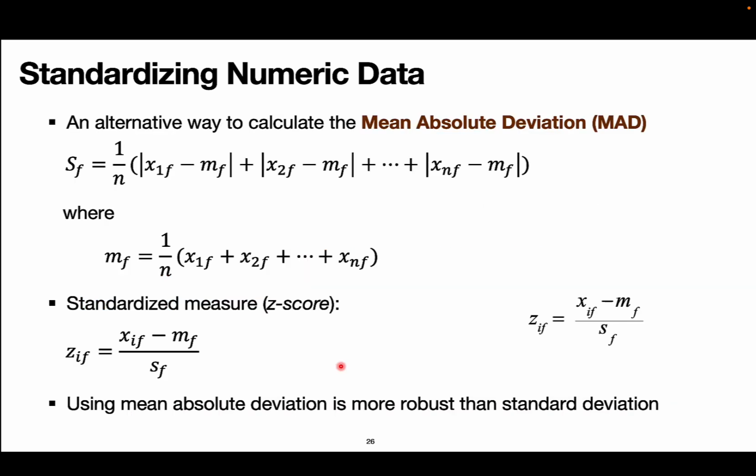The standard deviation has this issue of amplifying outliers. So if this is an issue in the dataset, one alternative is to use the mean absolute deviation, MAD. Instead of squaring the differences, we are going to take the absolute value and compute the MAD and use it in the z-score instead of the standard deviation.